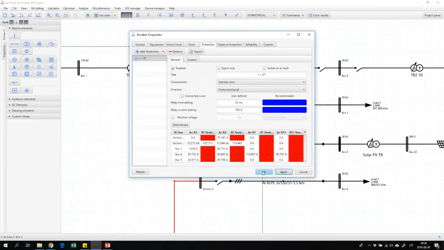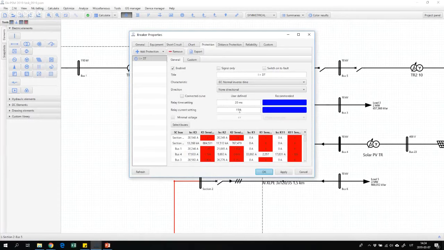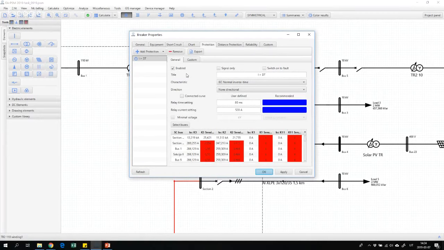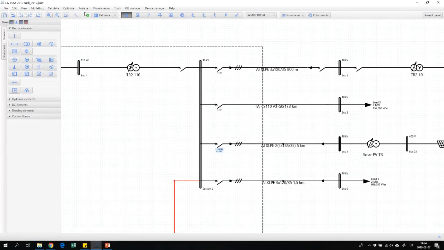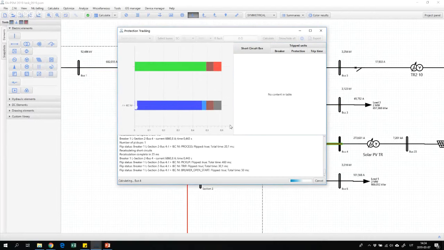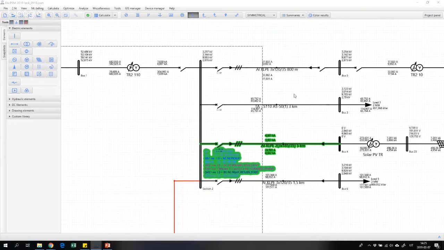By using the protection tracking functionality, we can notice any problems in protection coordination. Okay, so by increasing the current settings, let's see here. In this particular location, I might, for example, even remove this protection device. And now, as I made some changes to the network, I can repeat the protection tracking calculation to see how protections will operate now.